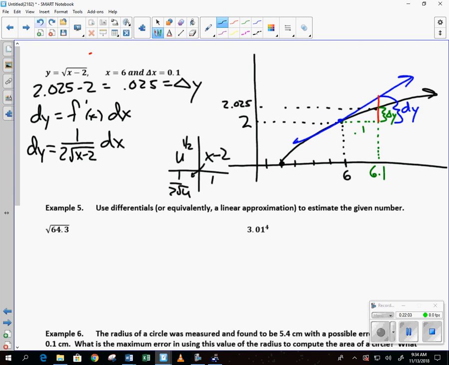What is it that I plug in for x? 6. 6 minus 2, square root of 4 times 2. So dy is equal to 1/4 times what? 0.1. And I get 1 over 40. What is 1 over 40?